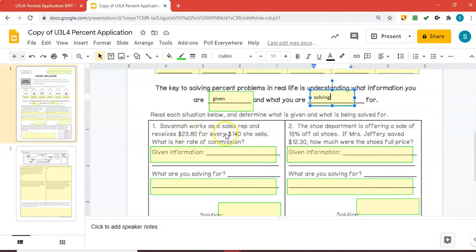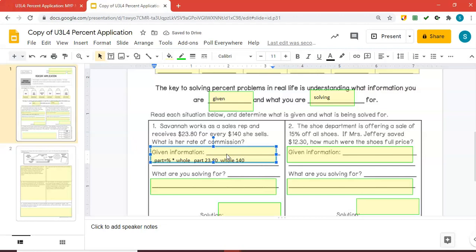So Savannah works as a sales rep and receives $23.80 for every $140 she sells. What is the rate of her commission? So we're thinking about our equation, part equals percent times whole. And again, this is my favorite one, so we're going to use that one a lot. We know the part is the $23.80. And we also know the whole. The thing that we're missing is the percent, which is our rate.